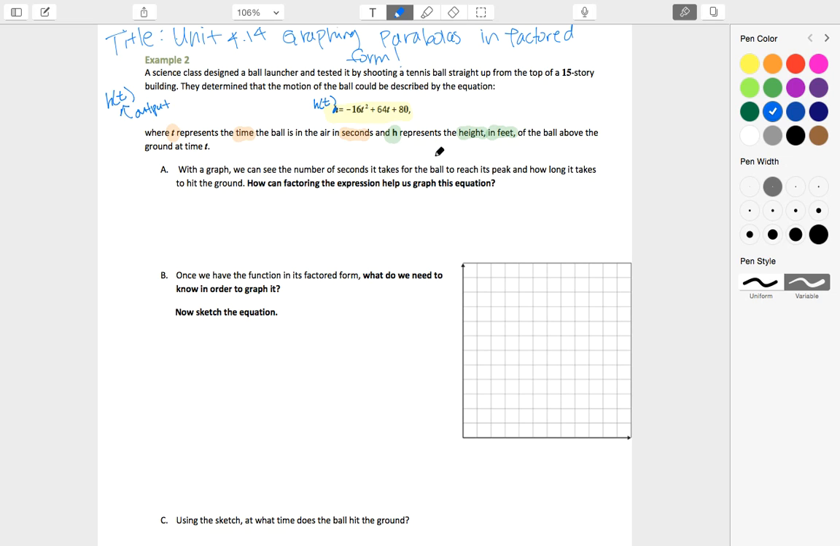So here we have, with a graph, we can see the number of seconds it takes for the ball to reach its peak, okay, that's a key thing, and how long it takes to hit the ground. That's also a key thing. How can factoring the expression help us graph this equation?